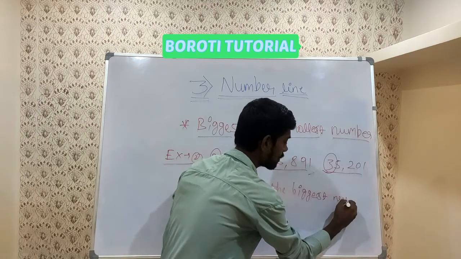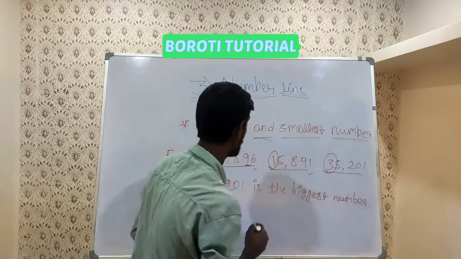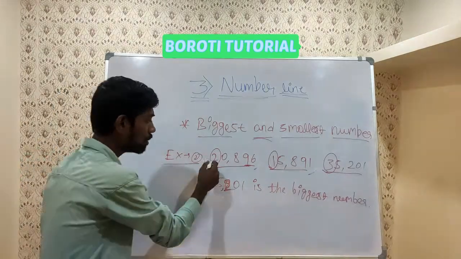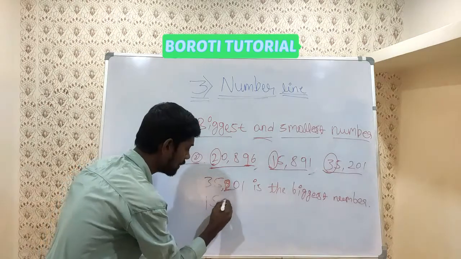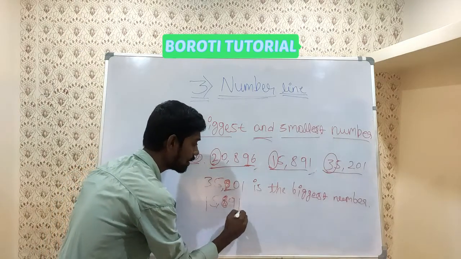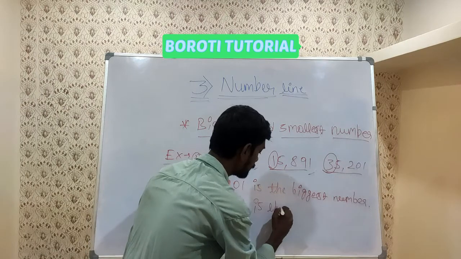Is the biggest number among these three. Then which is the smallest number? Here 2 is smaller, 1 is smaller, 1 is the smaller one. That's what we do. 15,891 is the smallest number.